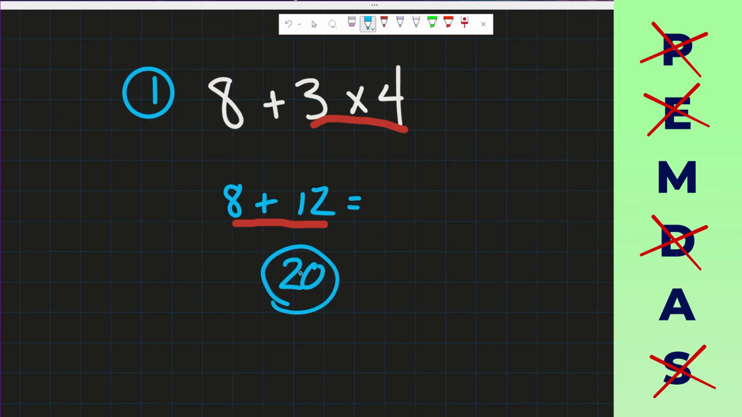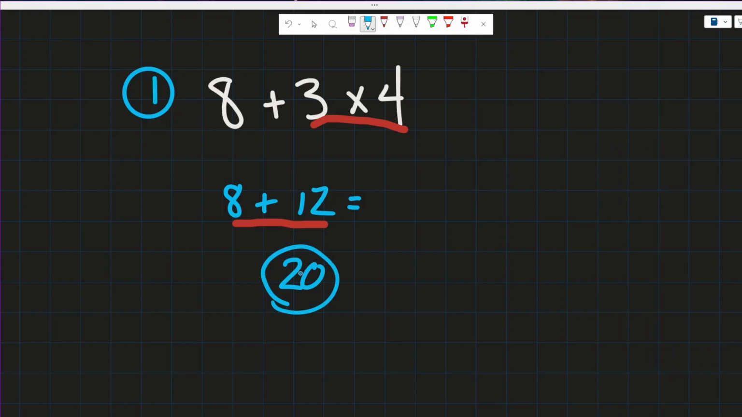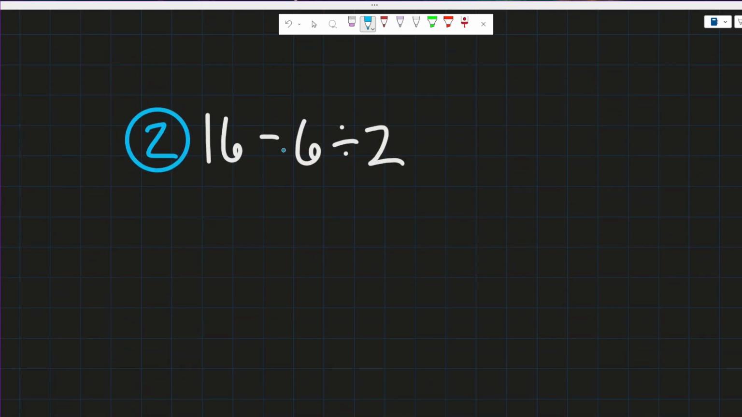So our final answer should be 20, right? So even though we go from left to right in the problem, since multiplication comes before addition in our order of operations, we're going to do 3 times 4 before 8 plus 3. All right, let's scroll down. And we have our second one.